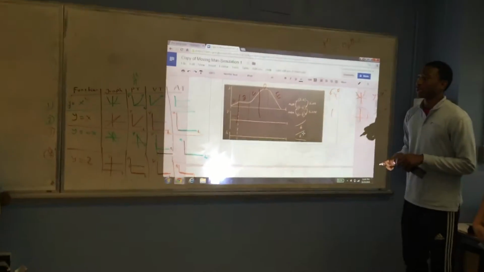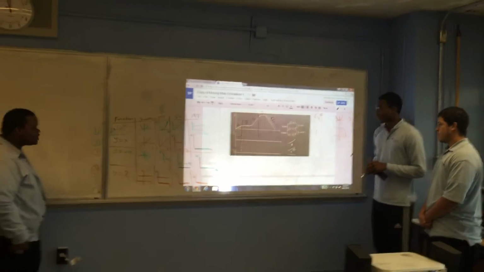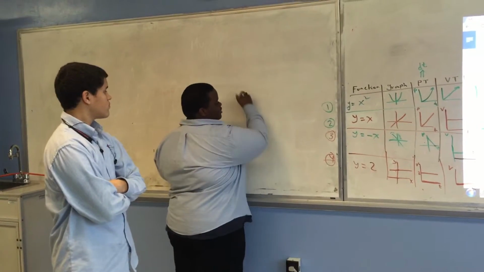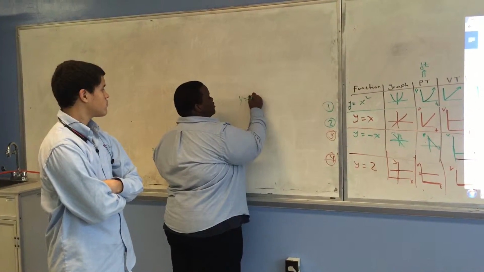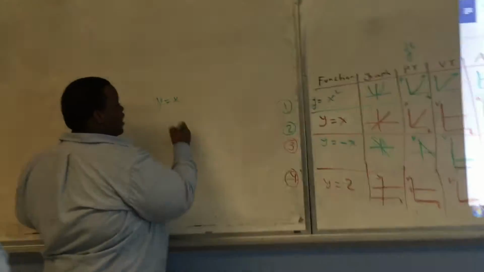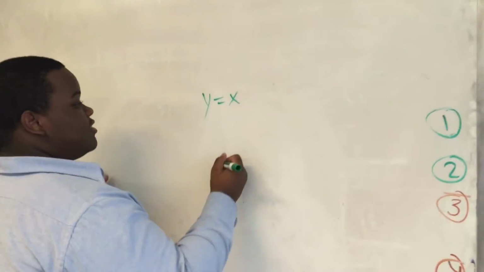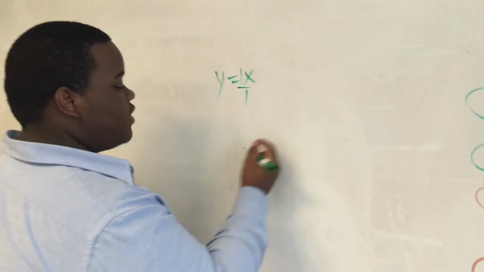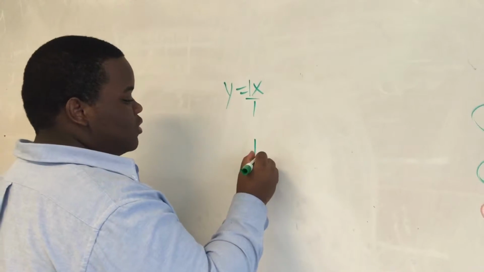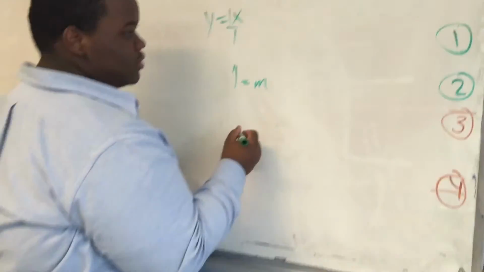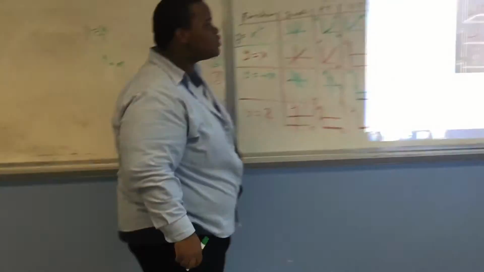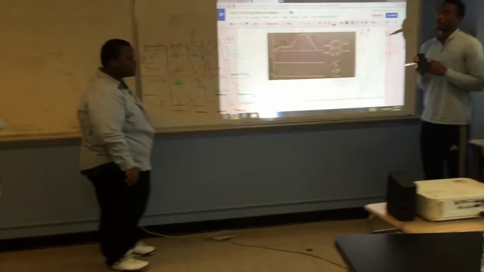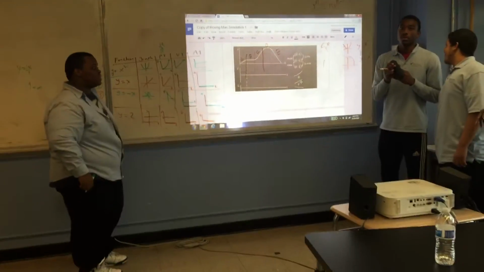Would you like to show us how to do it algebraically? Sure. So this line right here looks like y equals x, and we know that the slope for y equals x is 1 over 1. So basically the slope will be 1. And that's basically it. You just find the derivative just like we did right there.